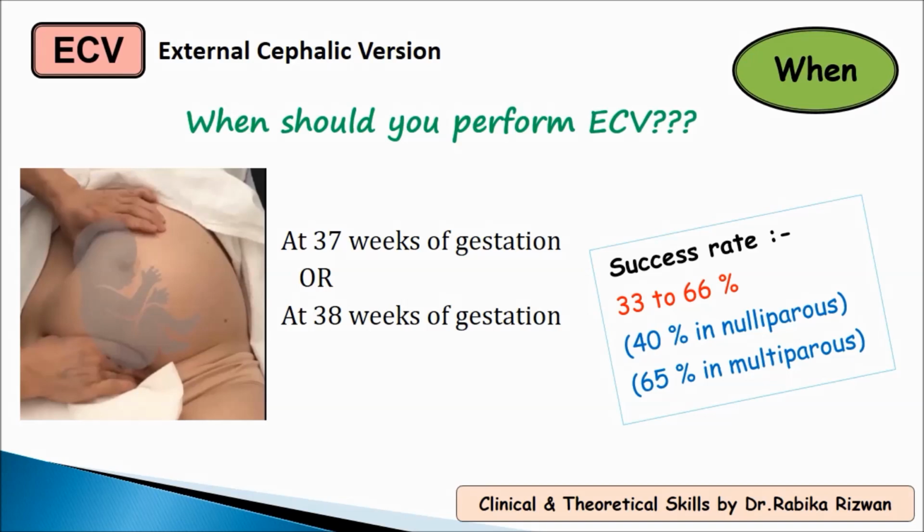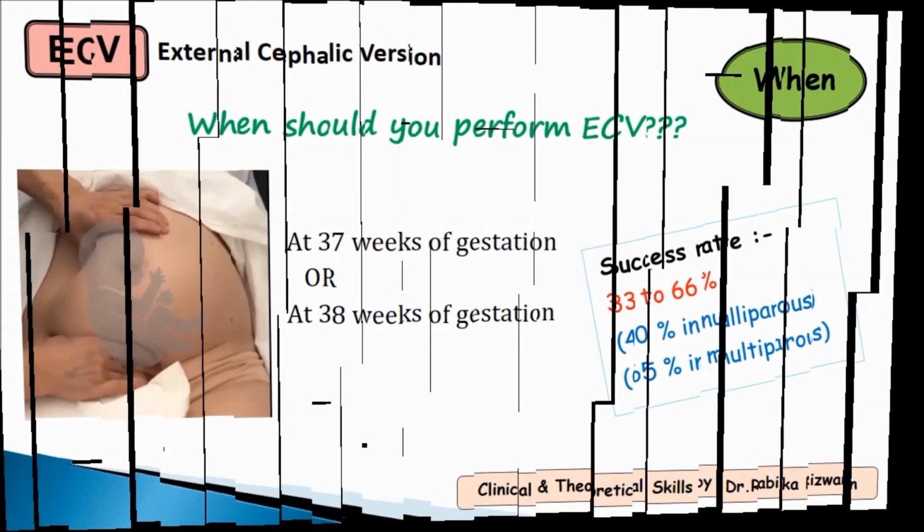The success rate mentioned in guidelines is 33 to 66%, approximately 40% in nulliparous women, that is, a patient who is having her first pregnancy with breech presentation, and 65% in multiparous women, that is, a patient who already has 2 or 3 babies before.